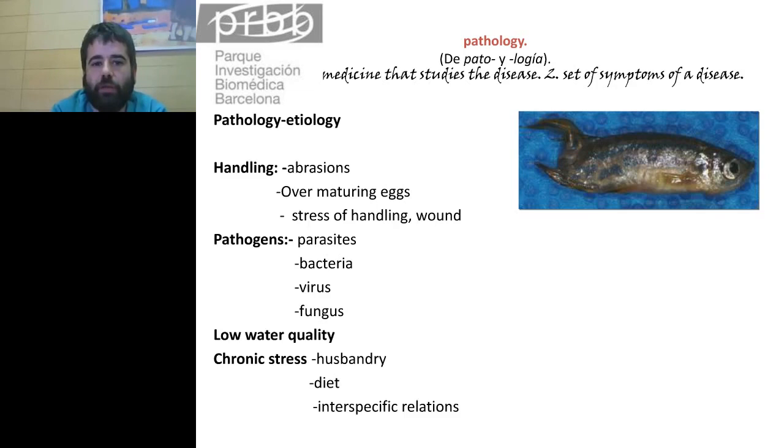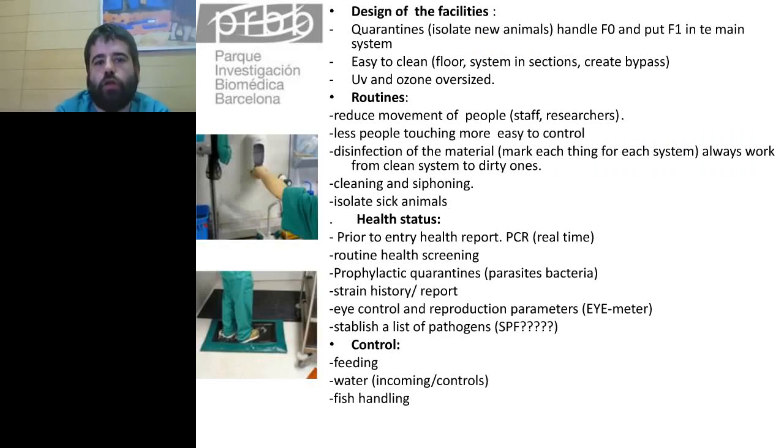So we should avoid these diseases and control the health status of the facility, by making a proper design of the facilities. We should have quarantines so we can isolate new animals, and isolate the sick animals. Also, we should have a facility that's easy to clean and to disinfect, including the floor and the life support system. We should have a proper UV and ozone dimension.